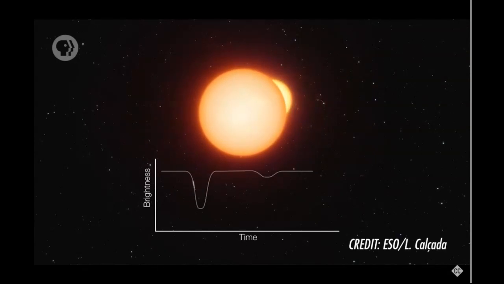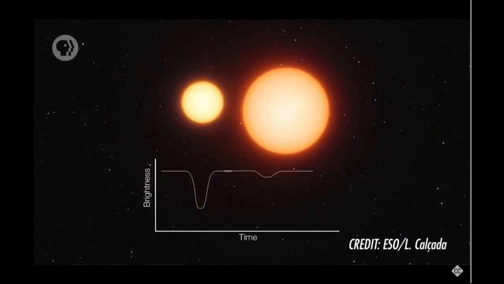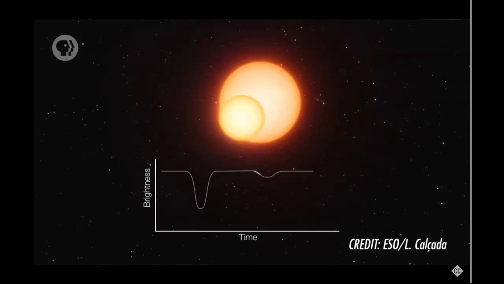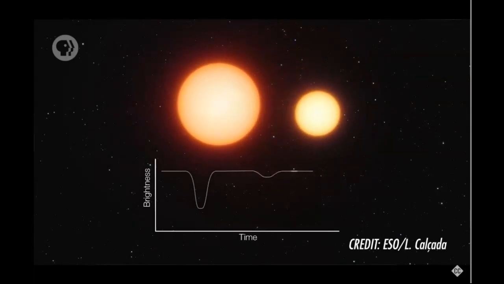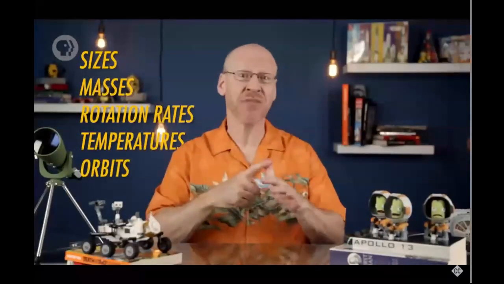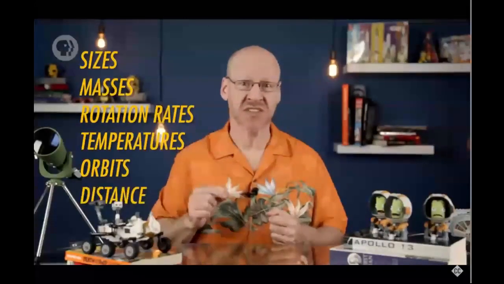The brighter star dominates the total light we see, so when the fainter star goes behind the brighter star, the light hardly drops at all. But when that fainter star blocks the brighter one, we see a bigger dip in the light. By carefully examining the sizes and shapes of the dips this way, a lot of interesting information can be gleaned from the system, including the sizes, masses, rotation rates, temperatures of the stars, the size and shape of the orbit, and even the distance to the system.